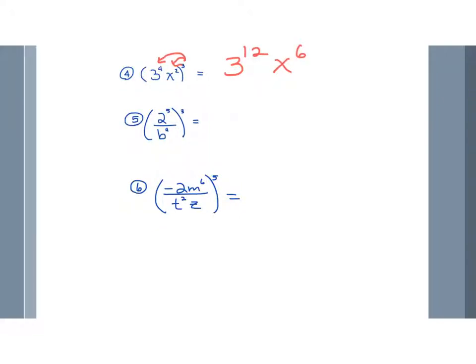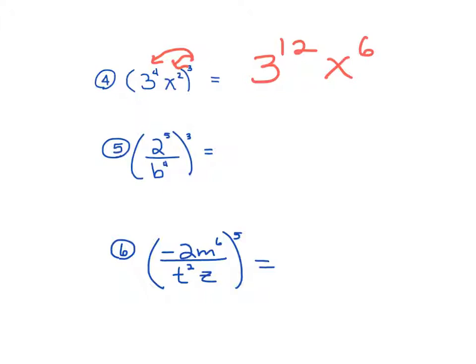The next one is applying the quotient to a power. So again, this 3rd power that's out here is going to go on the 2, and it's going to go to the b. So 5 times 3 becomes 2 to the 15th. B to the 4th, raised to the 3rd power, will become b to the 12th. Again, remember, the denominator, the value of b, cannot be a 0. If it is, then this problem is undefined.